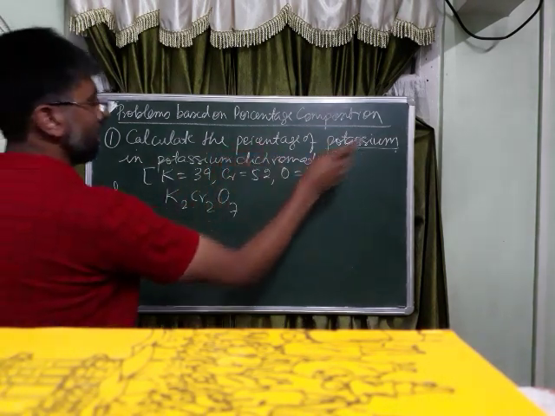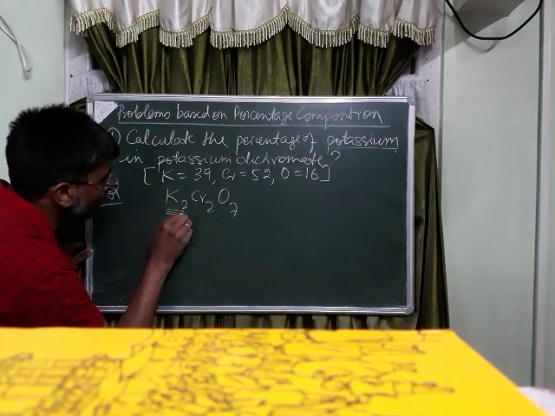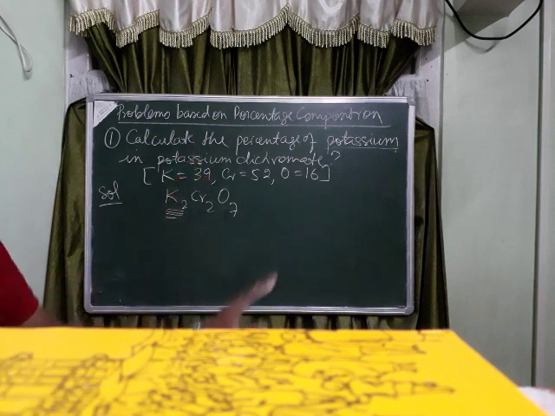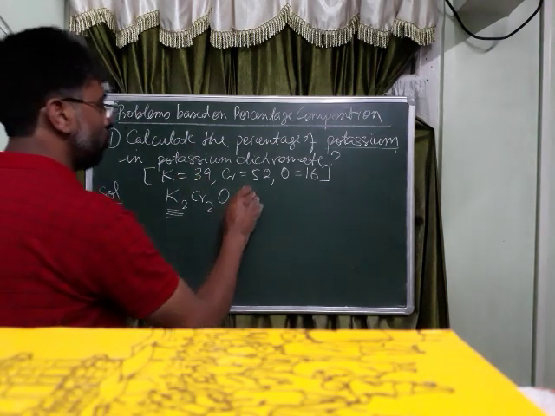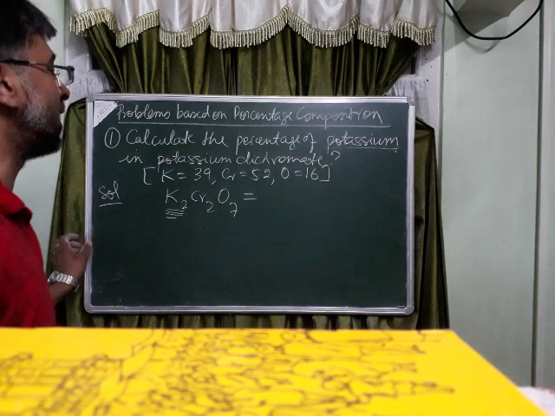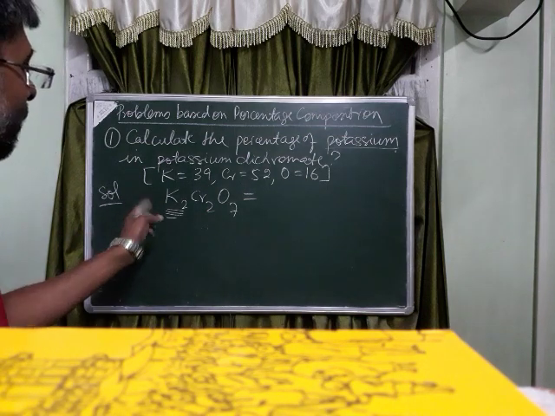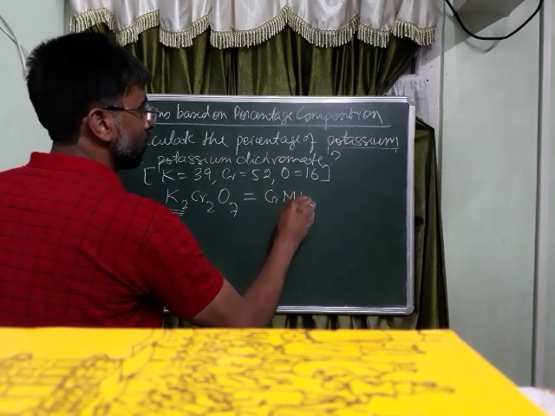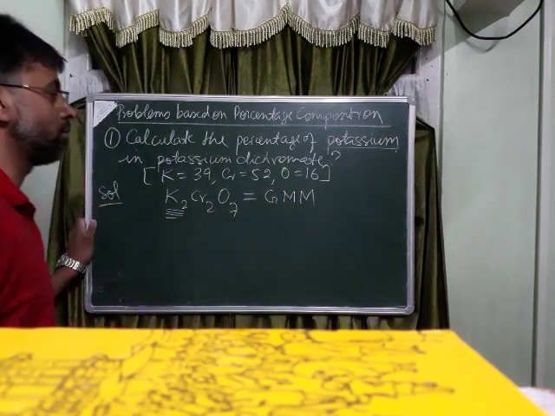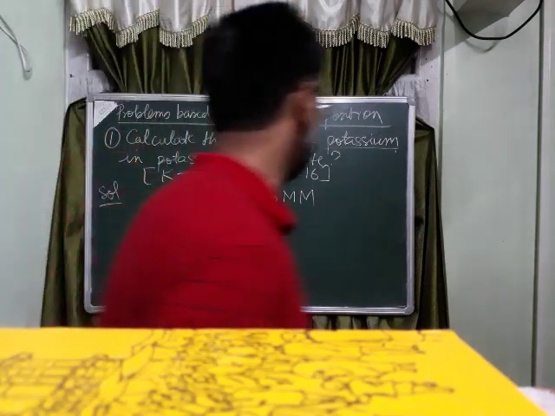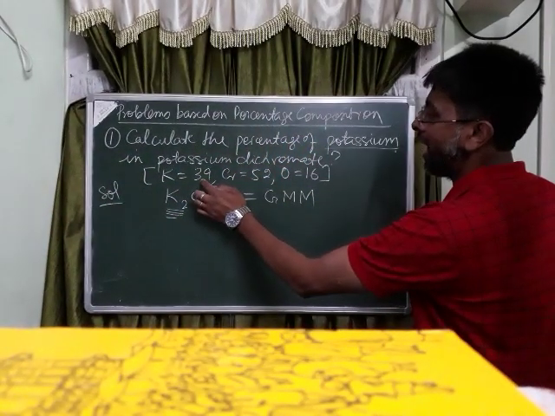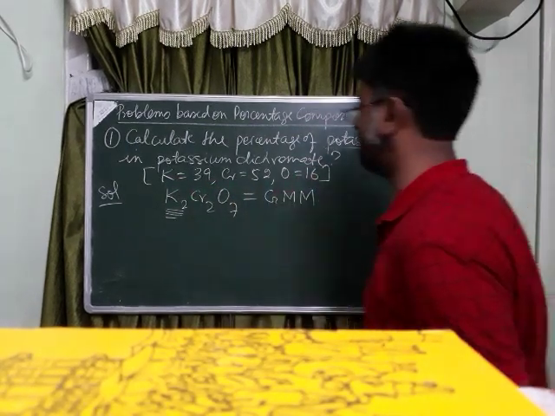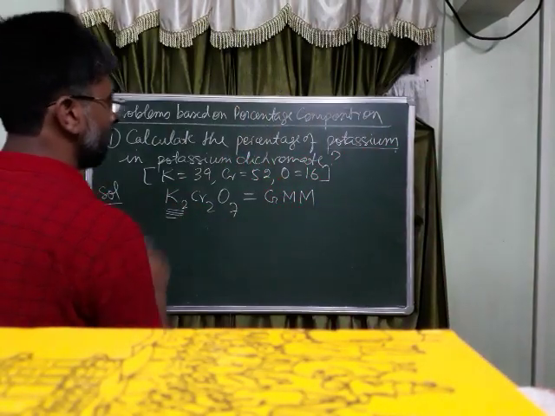Calculate the percentage of potassium. Means, what is the percentage of potassium in this compound? Only the percentage of potassium, not the others. So the first thing we have to do to work out the answer for this question is we have to get the gram molecular mass of this compound potassium dichromate. So how to find the gram molecular mass? We have to use these atomic masses of potassium, chromium and oxygen. So let us use these atomic masses.